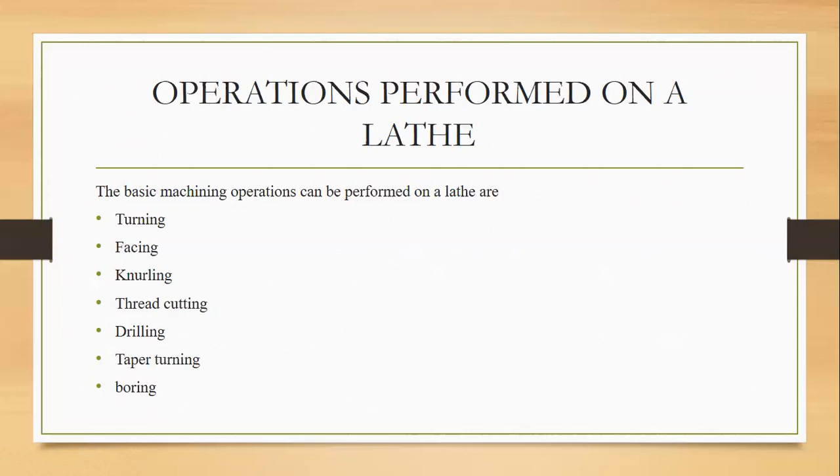Then another one is the tailstock. It is a dead center. Suppose the workpiece is very long, it is used to hold the workpiece, and some other operations are also carried out using the tailstock, either drilling operation or taper operation. So these are the major parts on the turning machine, the main parts of the lathe.